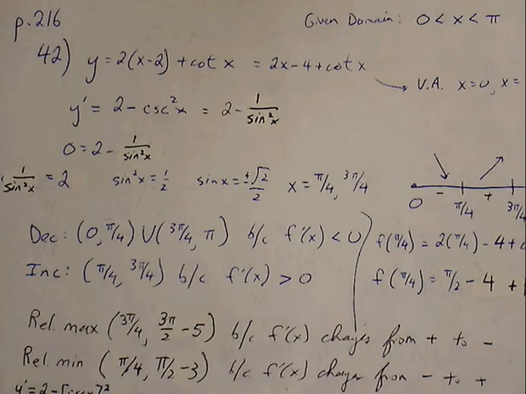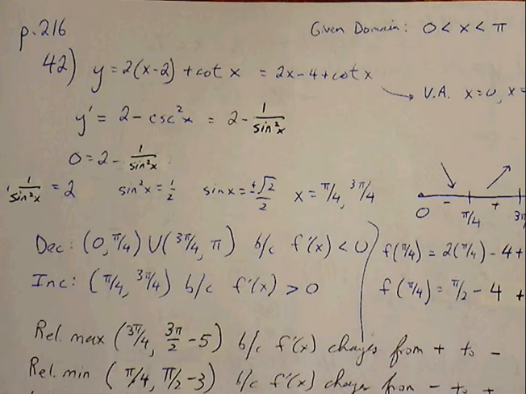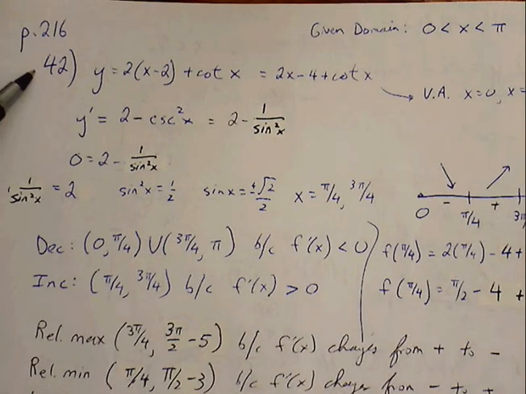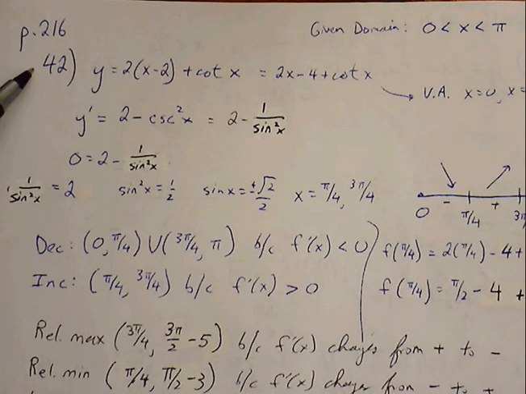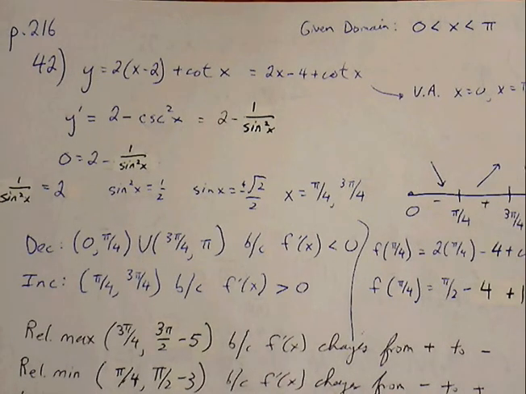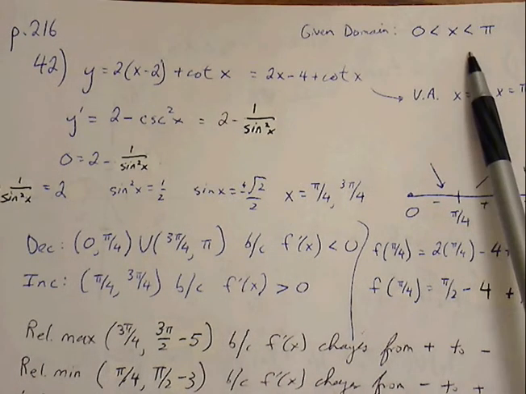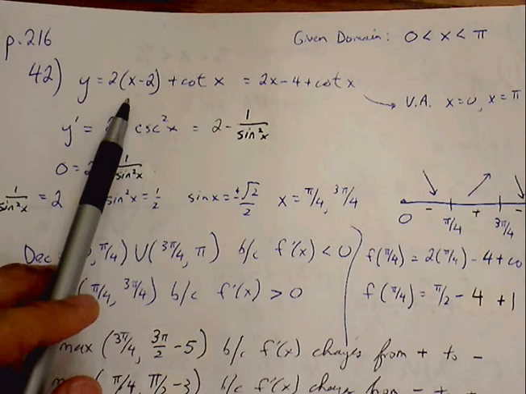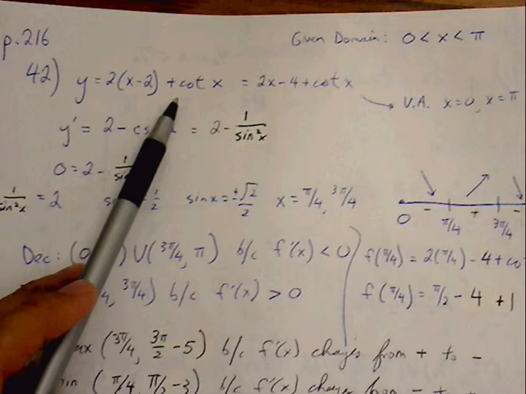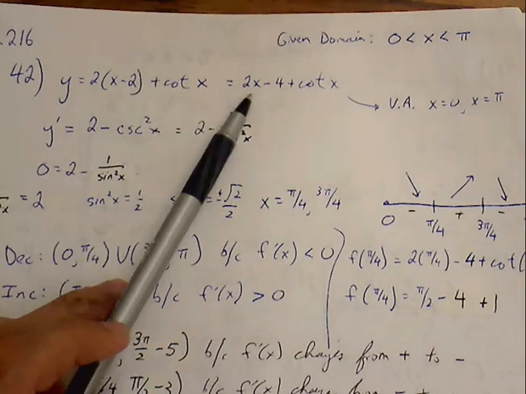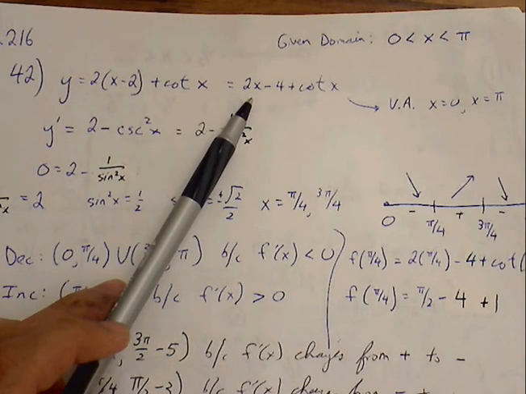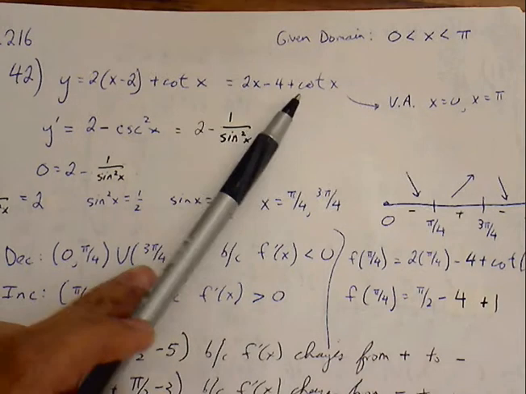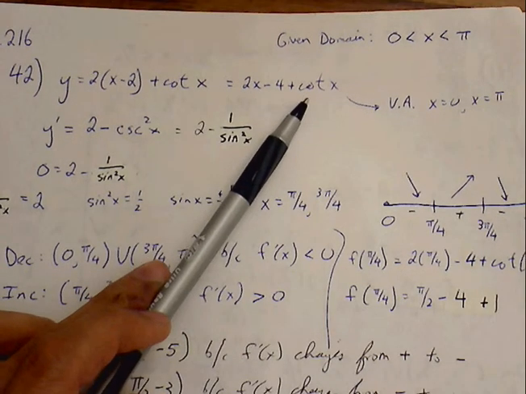In this video, I'm going to go over number 42 on page 216, curve sketching for trig functions. So first, we're given the domain between 0 and pi. Here's our function, 2 parentheses x minus 2 plus cotangent of x. I'm going to go ahead and distribute that through, make it 2x minus 4 plus cotangent of x. Now let's think about restrictions for cotangent.